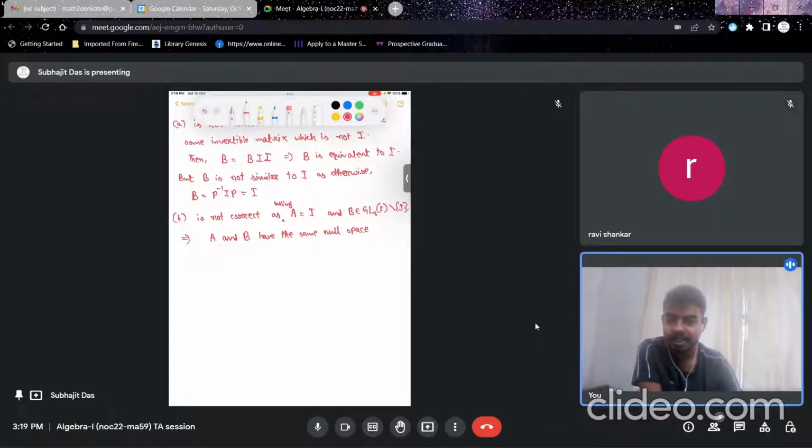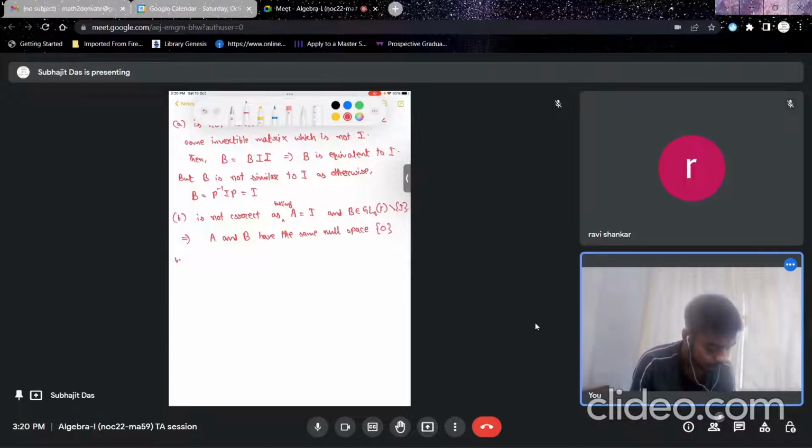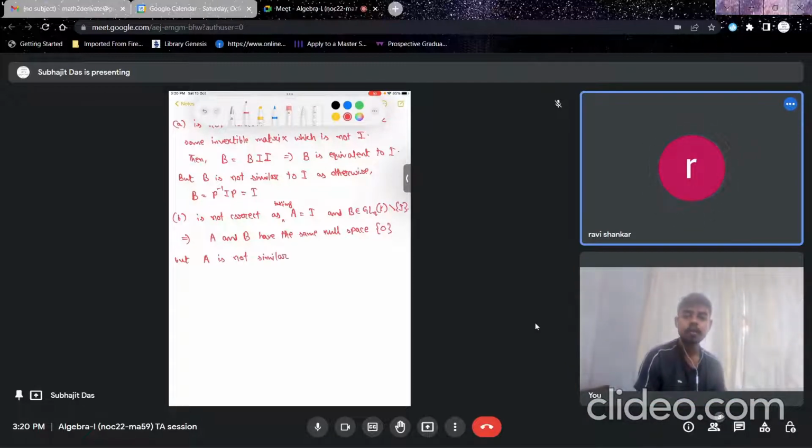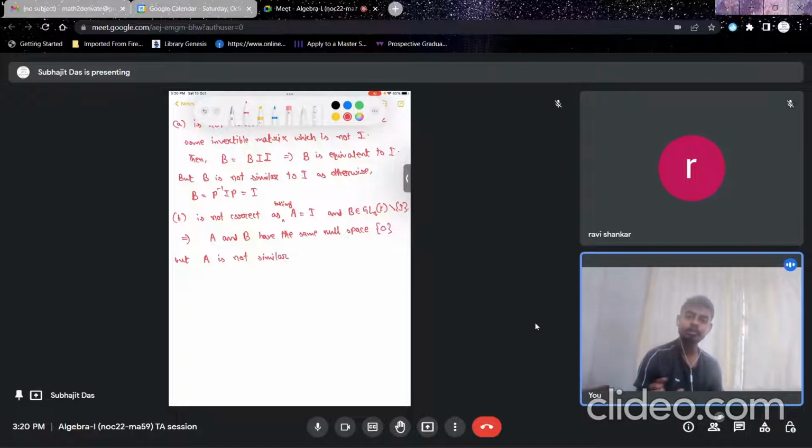So A and B have the same null space. What is the null space of the identity matrix? It's just 0, right? Because it's injective, and injective means it has trivial kernel. Similarly, B has been taken to be some invertible matrix, which means that it is again injective, so it has trivial kernel. So they have the same null space, but A is not similar to B. What I'm saying is I'm taking A to be the identity matrix and B to be some invertible matrix which is different from identity.